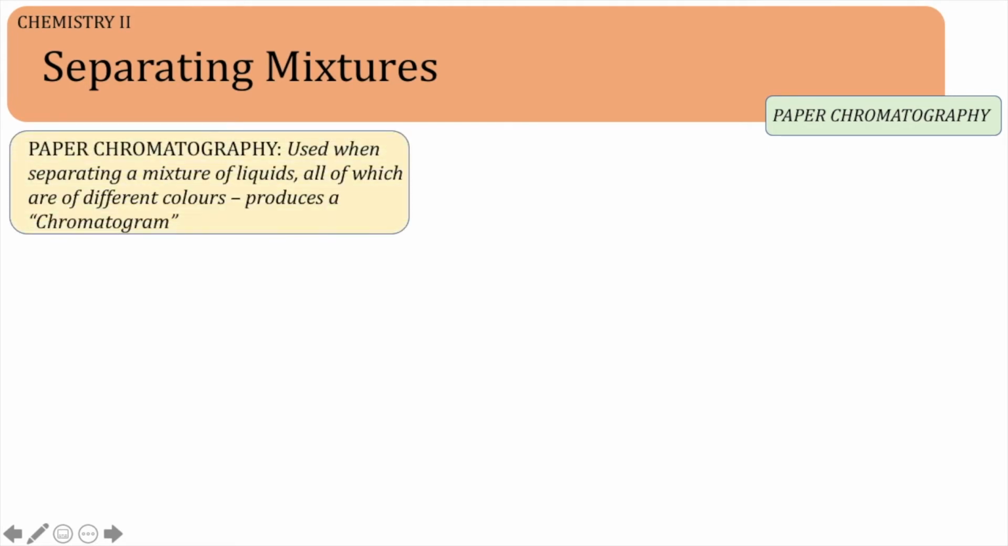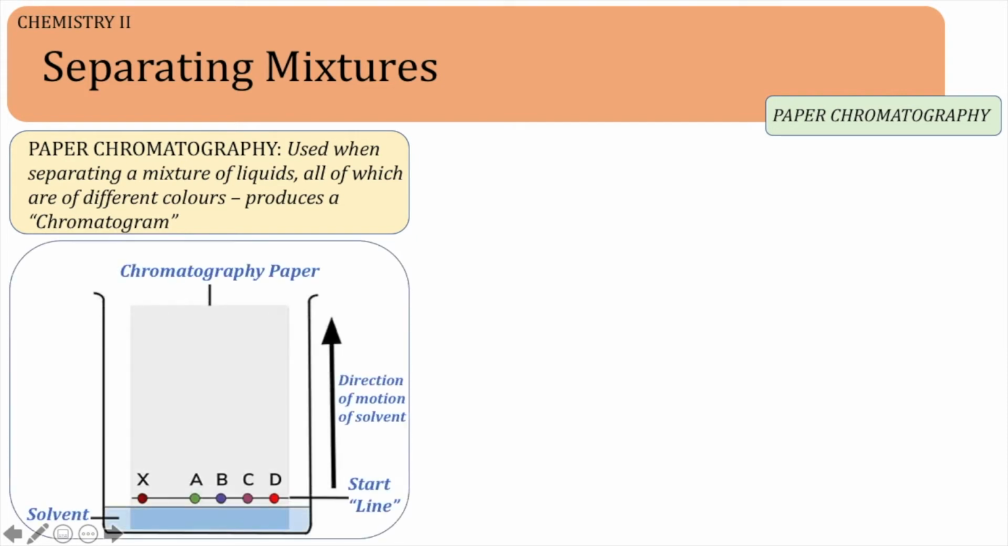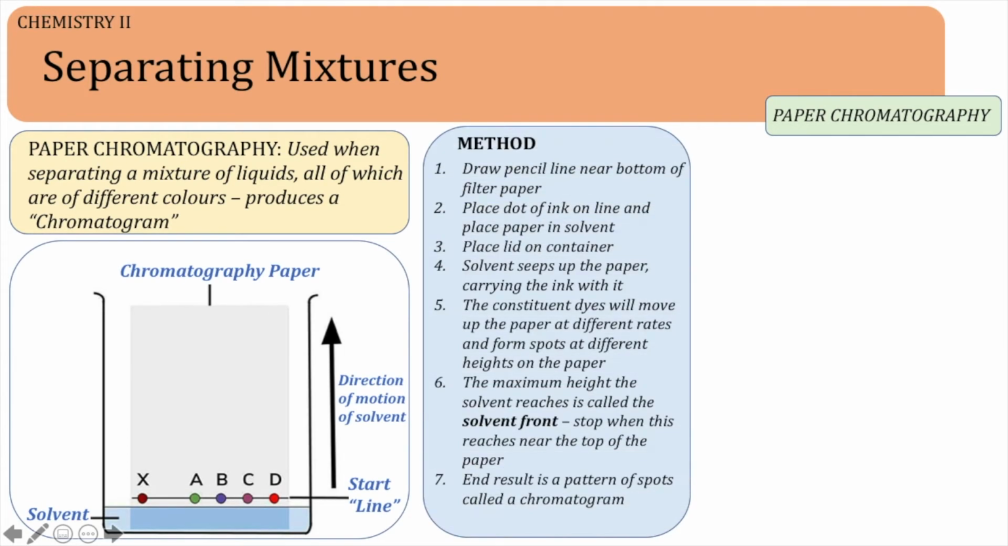The first separating technique we're going to look at is paper chromatography, sometimes called thin layer chromatography. We use this technique to separate out a mixture of liquids of different colors. The most common example is separating out an ink into its constituent dyes. So this is how it works. First of all, we draw a line with a pencil near the bottom of the filter paper. We use a pencil, as if we used a pen, the ink may interfere with the results.